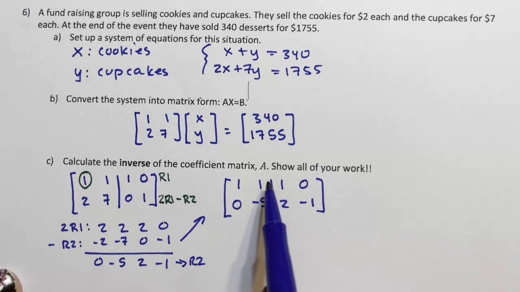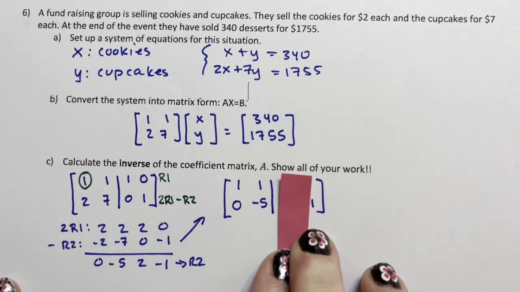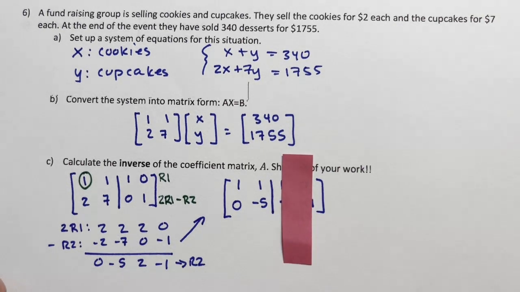Again, we're trying to make this into an identity matrix, and this becomes our inverse over here. We are almost there, but not quite. So what I'm going to do now is cover this side up because what we want to do is focus on that second column. We pivoted on the first row, first column. Now we're going to pivot on the second row, second column.